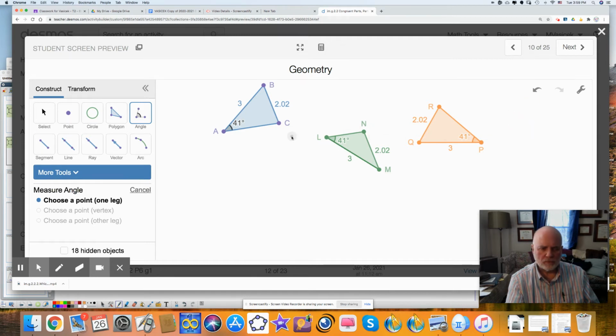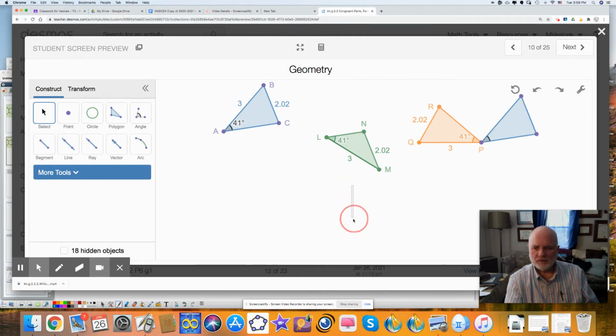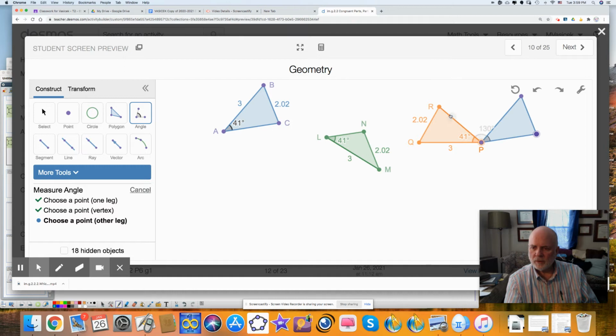Oops. What happened? I'm sorry, I've got to move this down. This is messing me up here. Let's see if I can move this stuff down. Okay, I'll measure it from this angle, from here to here. I'm going to rotate by this angle.